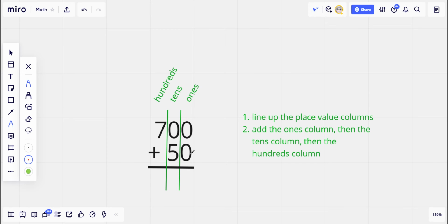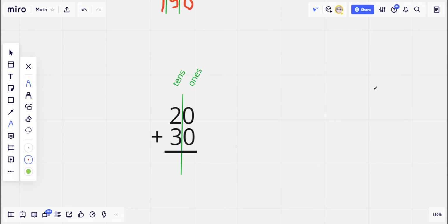So in this column, 0 plus 0, well, that's just 0. 0 plus 5 in the tens column, well, that's 5. And then there's nothing underneath the 7, so you just bring that down. So that's 7. So 700 plus 50 is 750. You probably knew that already, but this is good practice.